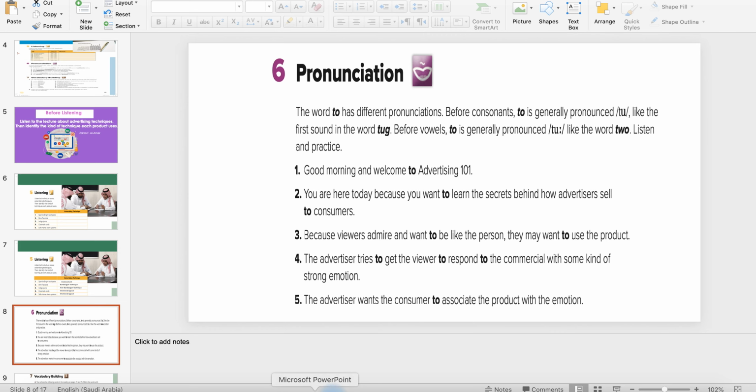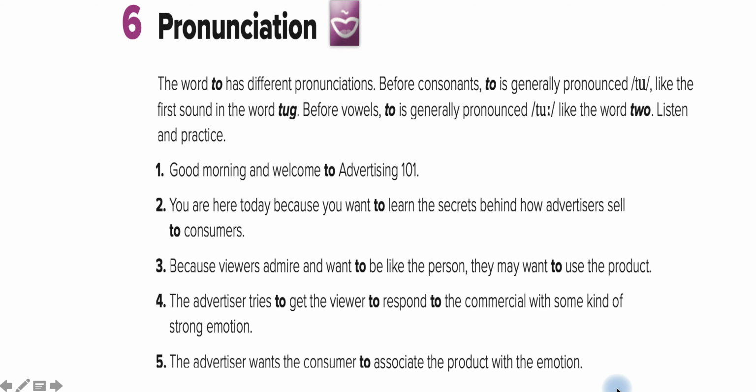Page 73. 6. Pronunciation. The word to has different pronunciations. Before consonants, to is generally pronounced t, like the first sound in the word tug. Before vowels, to is generally pronounced to, like the word to. Listen and practice.